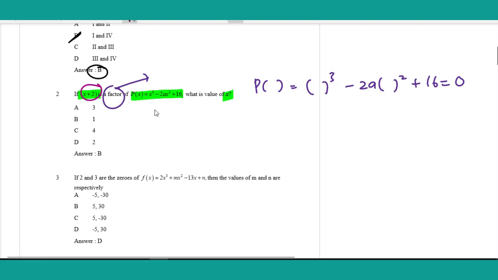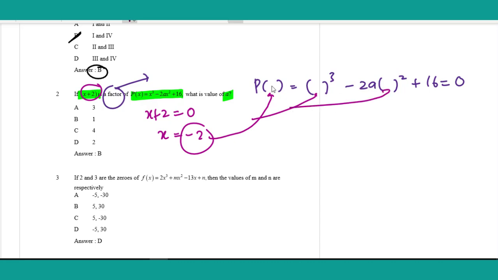This is a, this is x. x plus 2 is equal to 0, so x is equal to negative 2. Then substitute negative 2 here. Negative 2 cubed, negative 8, minus 4 times this one, is equal to 8a plus 16 equals 0. So bring negative 8a to the one side, get positive 8a is equal to 8. Therefore, a is equal to 1.